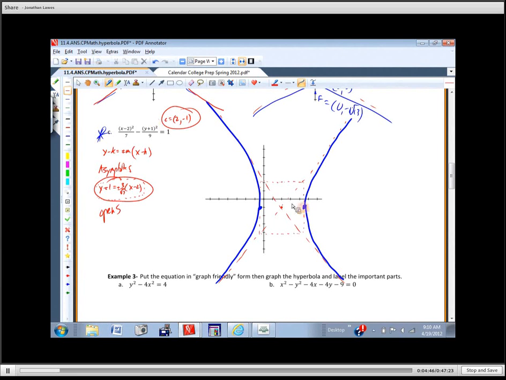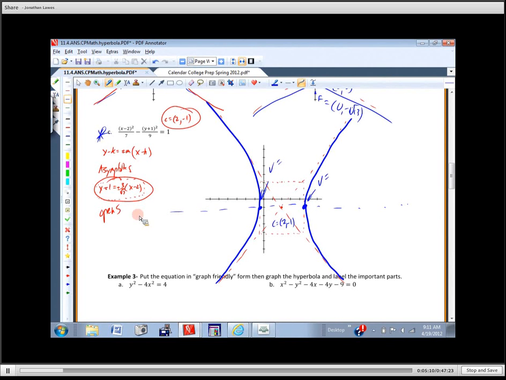Let's label these points right here. Let's label this one right here. So that is a vertex. And that's a vertex. Let's come up with an equation for these. Remember, this center here is at 2 comma negative 1. And there's an axis that runs across here. I'll just draw this in lightly.